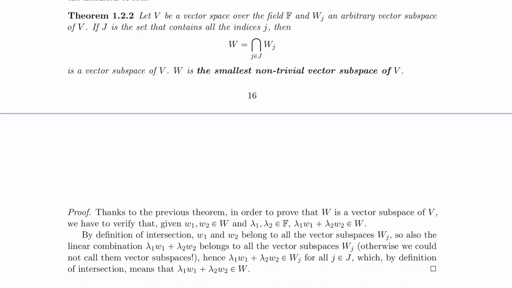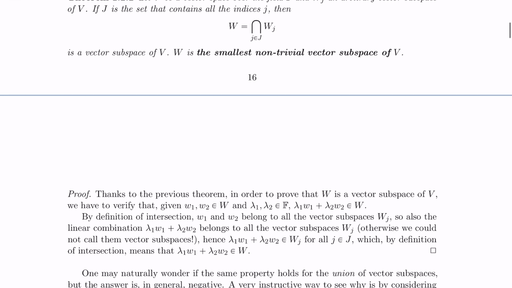Thanks to the concept of intersection, we can construct a very interesting example of vector subspace of any vector space V. Consider in fact all the possible vector subspaces of V. Then it turns out that the intersection of all these vector subspaces is a vector subspace of V, and not only that, it is the smallest vector subspace of V. You can find the proof of this theorem here. It is not that important to discuss this proof, but I strongly encourage you at least to read it.